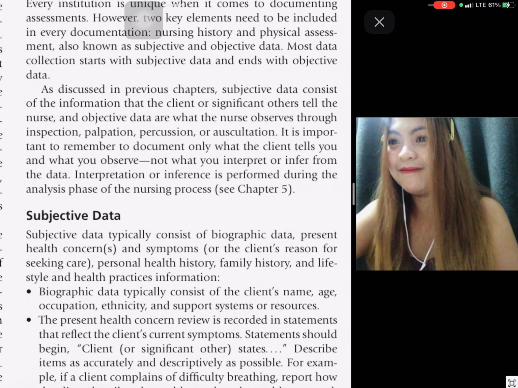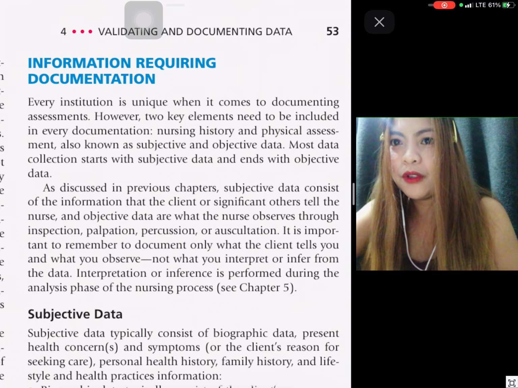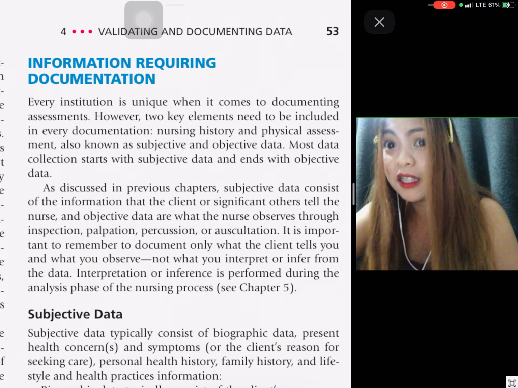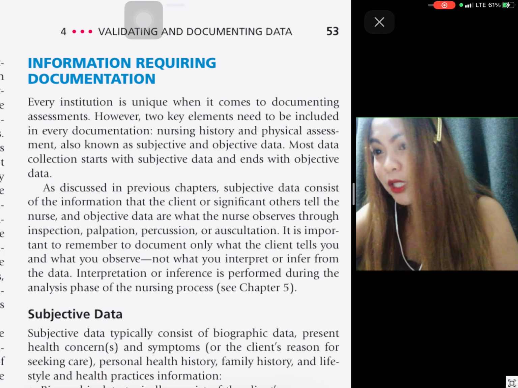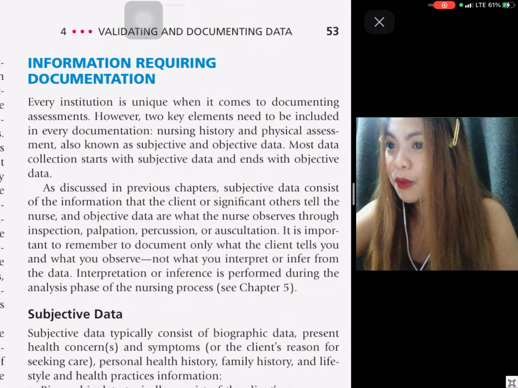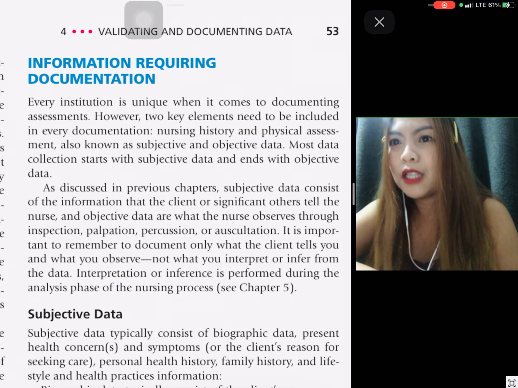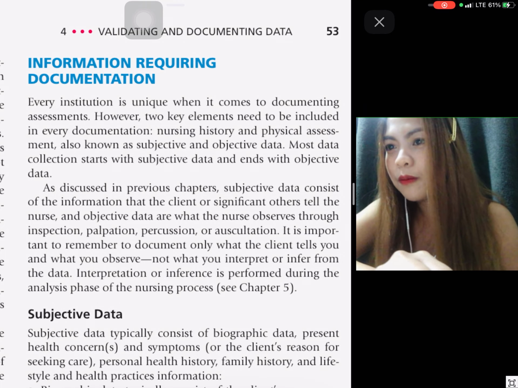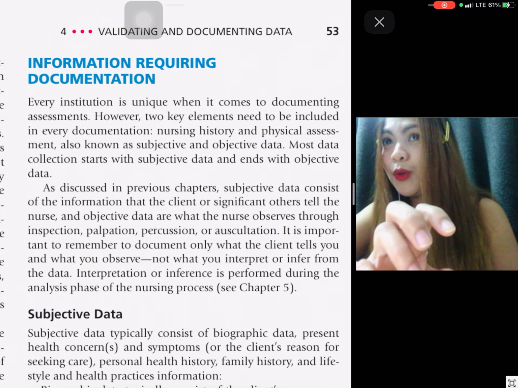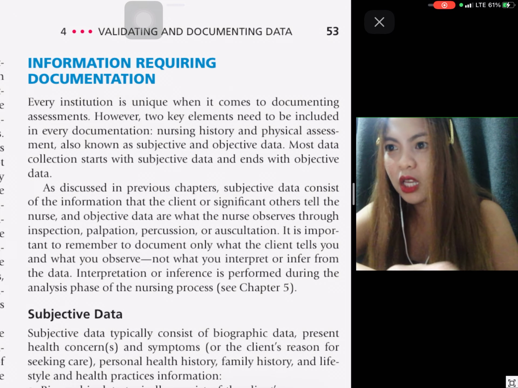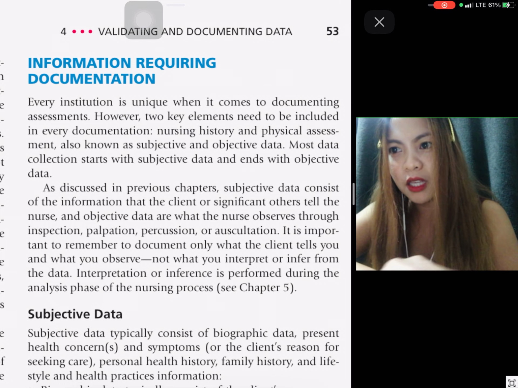Okay, so information requiring documentation. What information do we need to document? Of course, subjective and objective data are very important. We have already talked about it many times, from chapter 1 until now. We keep coming back to subjective and objective data because we're talking about health assessment, so they will be mentioned in any chapter.